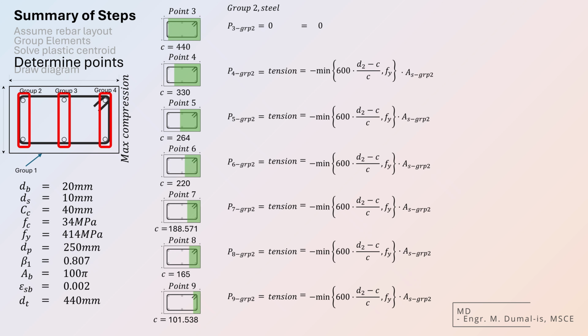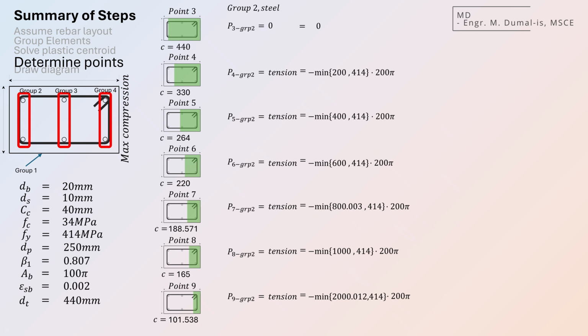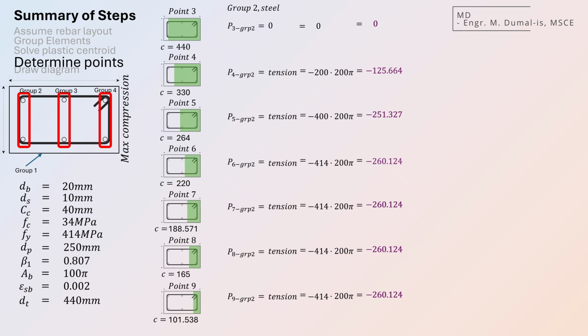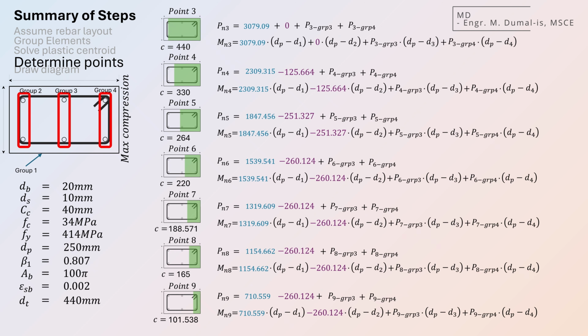For tension rebars, the formula becomes area of rebar times the negative value of the smaller quantity between Fs and Fy. We use the smaller of the two to determine if the steel yields, and for tension, Fs is computed as 600 times d minus C divided by C. We now substitute all known values into the equation for each point. The resulting force values for group 2 are now available for all points. We then update our Pn and Mn calculations by inserting these group 2 force values into each of the equations.